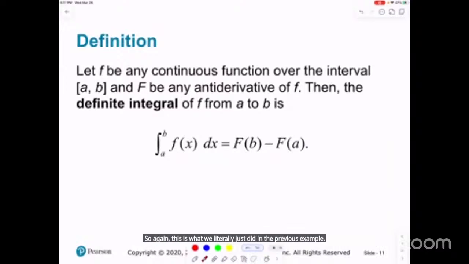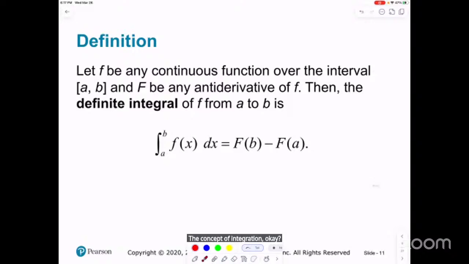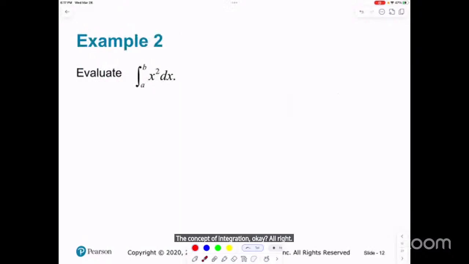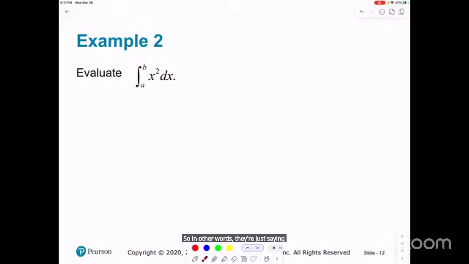This is called a definite integral because we have those endpoints. We're evaluating the integral at those endpoints. Without that integral symbol with the limits, the A and the B, we would need the plus C, the constant of integration, okay? All right, so evaluate this integral as x goes from A to B. In other words, they're just saying take the integral and then evaluate it, right?